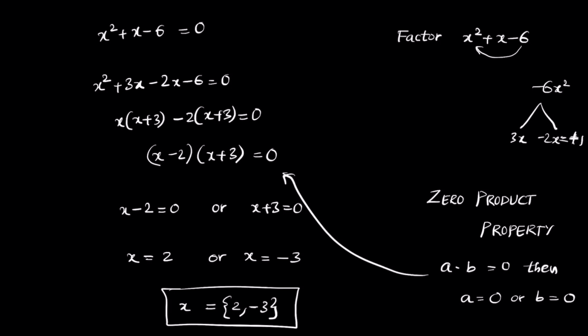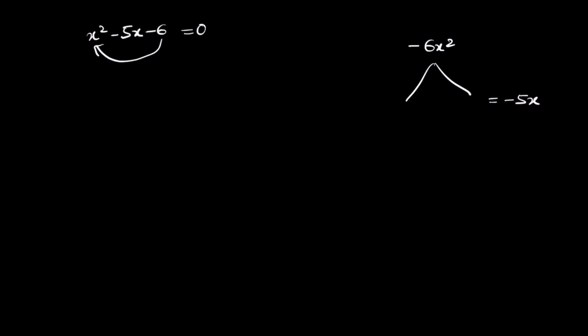Now let's try another example. Let's say I have x square minus 5x minus 6 equal to 0. Again, multiply the first and the last term. That gives you minus 6x square. We have to split it in such a way that you get minus 5x. The factors of minus 6 can be minus 6 times 1, 1 times minus 6, 2 times minus 3, or 3 times minus 2. Which of these when added give you minus 5? The only one that gives you minus 5 is 1 and minus 6.